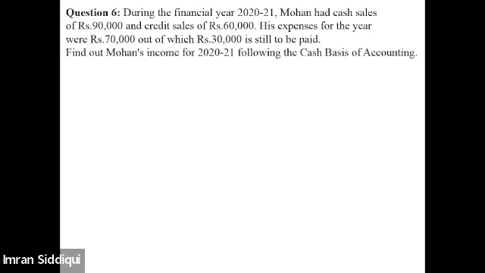I'll start with this question. It says: during the financial year 2020-21, Mohan had cash sales of rupees 90,000 and credit sales of 60,000. His expenses for the year were 70,000, out of which 30,000 is still to be paid. Find out Mohan's income for the year 2020-21 following the cash basis accounting.